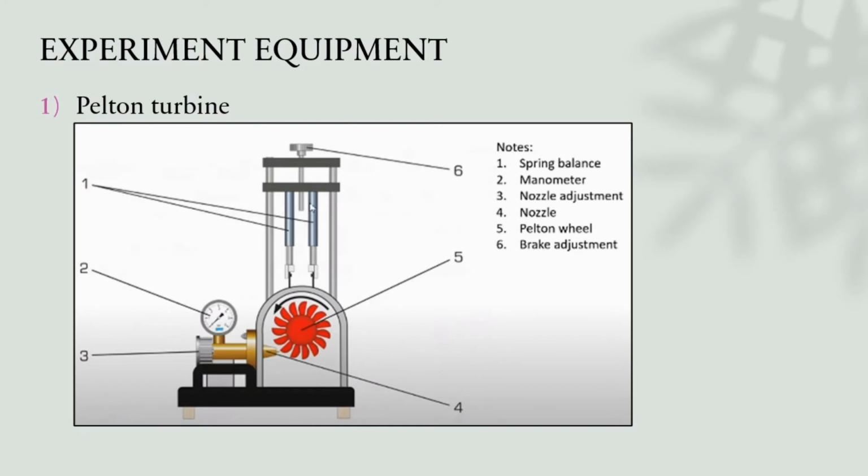The first one is the spring balance, which is not compulsory to run our experiment. Second is the manometer, which measures the inlet pressure of the water. Third is the nozzle adjustment. Fourth is the nozzle and the Pelton wheel, and the last one is the brake adjustment.